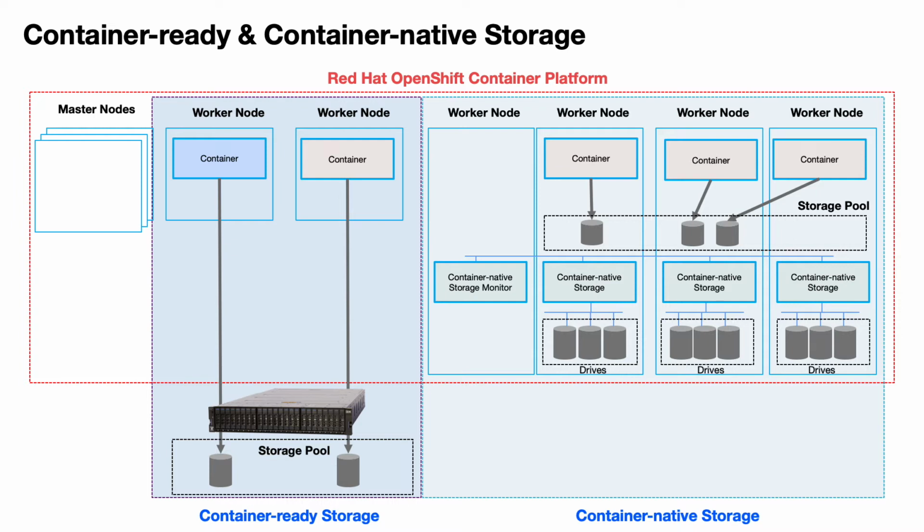Container-ready storage directly connects Kubernetes worker nodes to storage devices via a fabric and provisions volumes directly onto the storage device. By contrast, container-native storage devices consume storage either as disk drives or external storage and create a new storage pool that will then be used to create new volumes for use by application containers on the fly.